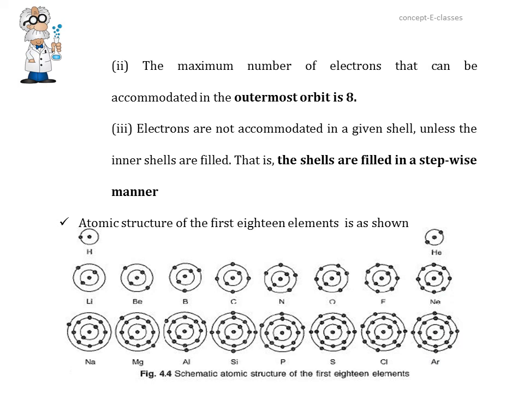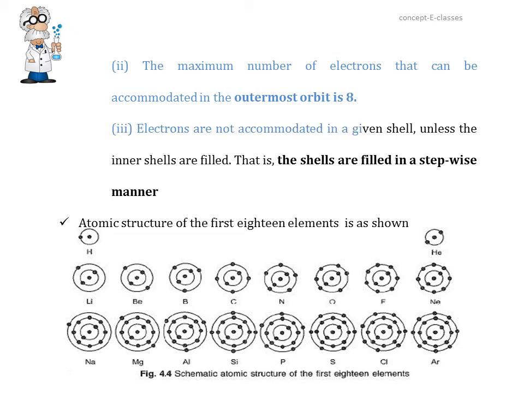So the first rule was that the distribution of electrons in any orbit can be determined by the formula 2n square. And the second rule is that the maximum number of electrons that can be accommodated in the outermost orbit is 8. Say for example argon. See, the maximum electrons is 8. So 1, 2, 3, 4, 5, 6, 7, 8. So the outermost shell can't hold more than 8 electrons.